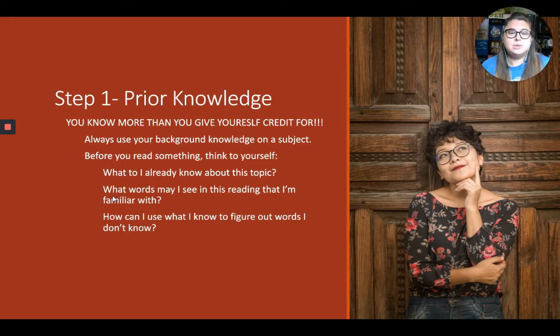The second thing we want to ask is, what words might I see in this reading that I'm familiar with? So again, we all have a very specific vocabulary, so you may have words that fit into this lesson or into the reading that you're doing. And you want to say, how can I use those words to figure out words I don't know? So using what you know to figure out what you don't know is what we want to do with our prior knowledge. So that's step number 1, using that prior knowledge.